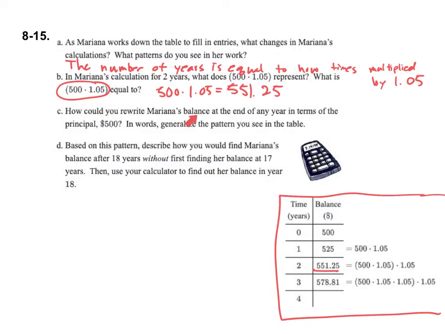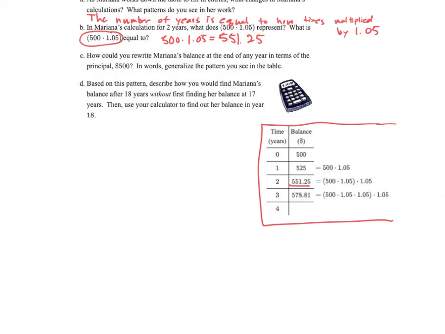So how could you rewrite Mariana's balance at the end of any year in terms of the principal, which is $500? Previously, when we've talked about sequences, we just said we need the previous term to know what to multiply by 1.05. But what if you wanted to find out year 18? Well, to do that now, I have to create all of these other years until I get all the way down to year 18. But what if I want to just go straight to that because I'm lazy and I don't really want to figure out every single year up until year 18? Is there a way that I could do that?